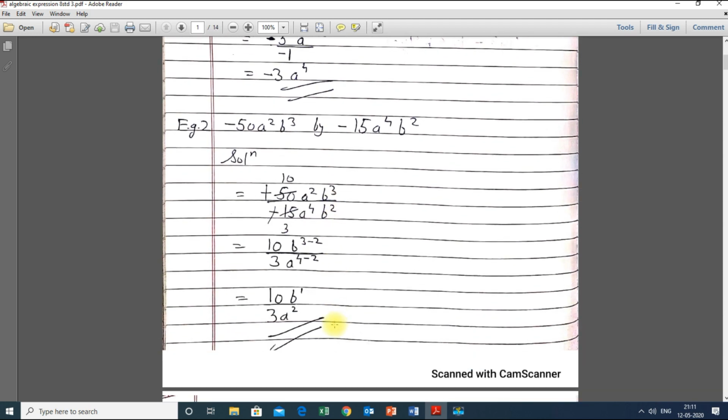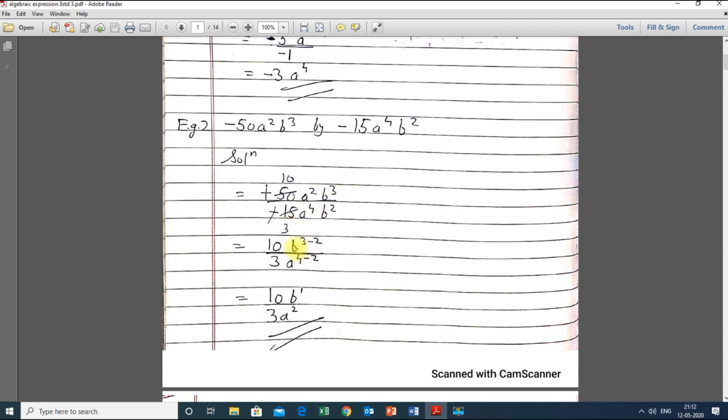Example number 2: minus 50 a square b cube divided by minus 15 a raised to 4 b square is very easy. Write in fraction form. First cancel both the minus signs. You can see both the minus signs have cancelled over here. Then we know that 5 threes are 15 and 5 tens are 50, so I wrote 10 and 3 over here. I have kept the remaining part as it is. I'm not changing anything over here.